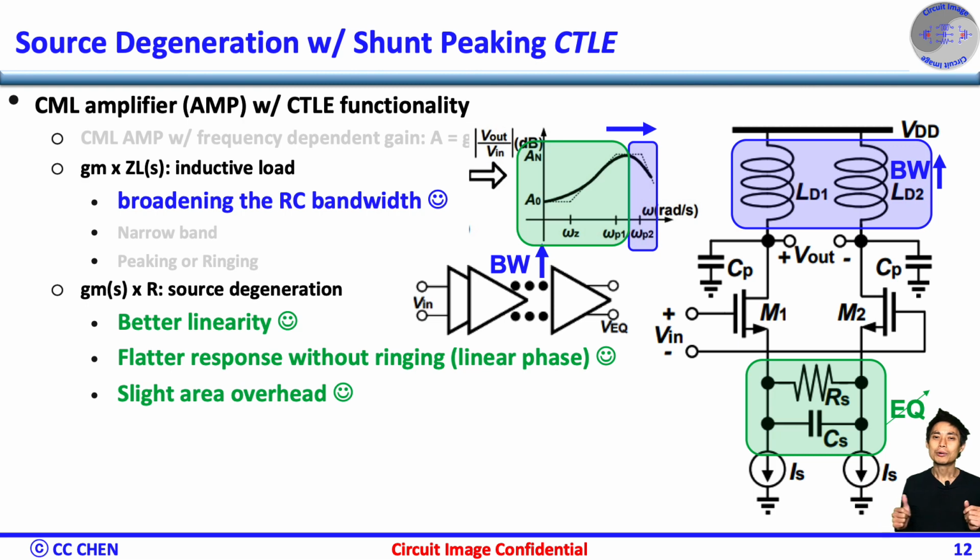So while people design the CTLE above 50 gigabit per second or 100 gigabit per second, the source degeneration with shunt-peaking CTLE is becoming more popular.